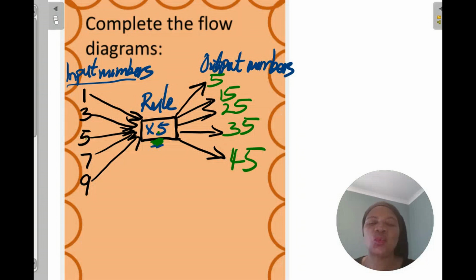We need to be very observant here and see that the first input value gives the first output value. The second gives the second output value. The third input value gives the third output value. The fourth, and they go on like that, and the last one will also give the last one. It is very important.